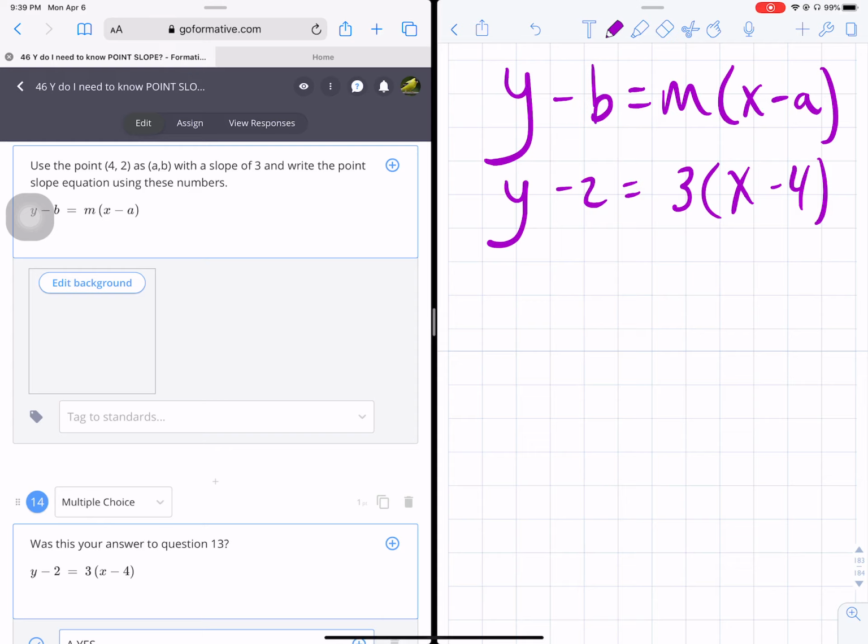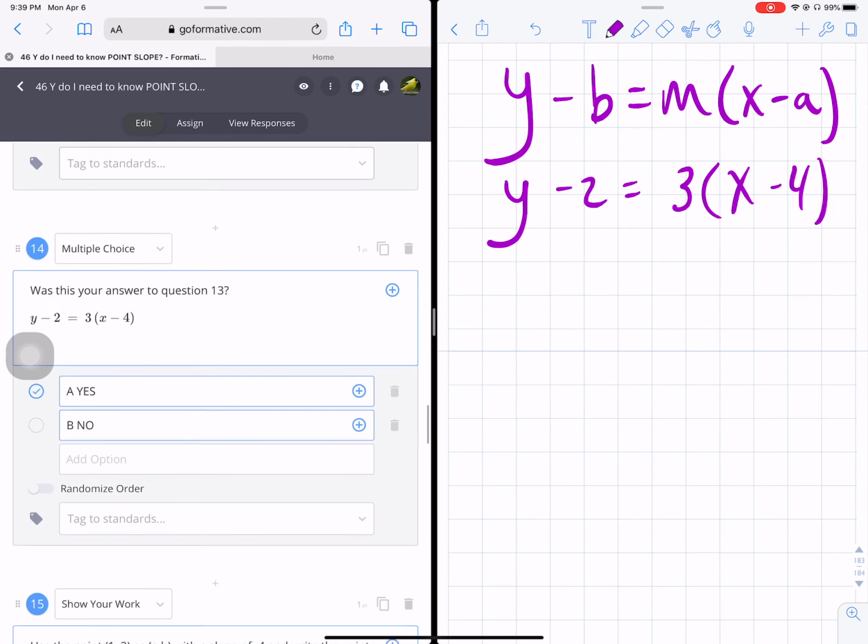Okay? How did I do following directions? I've got my 3 for the slope. I've got my 4 for A, like they told me, and I've got my 2 for B, like they told me, and I didn't touch the negative signs, just kept them the same. And that's all that problem asks you to do, by the way. There's nothing to solve there. You can leave it.